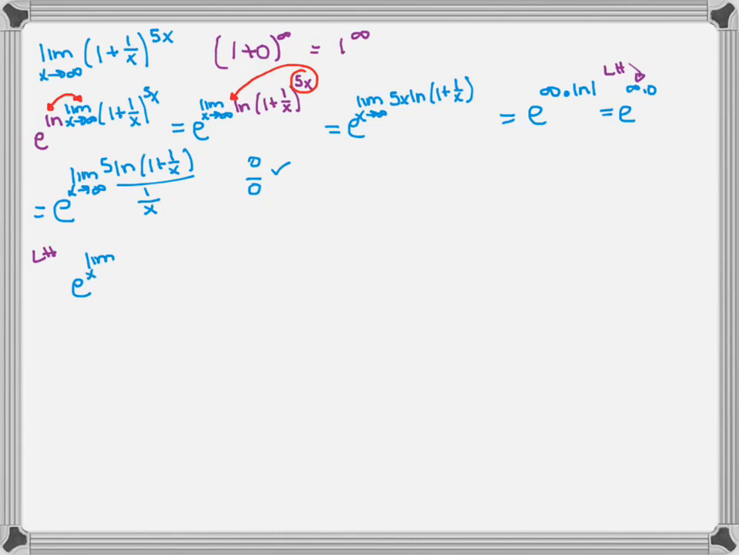So I'm going to go ahead and take the derivative of the numerator. Okay, the derivative of ln u is 1 over u times the derivative of u, and the derivative of 1 over x is negative 1 over x squared. Okay, so notice how those cancel.